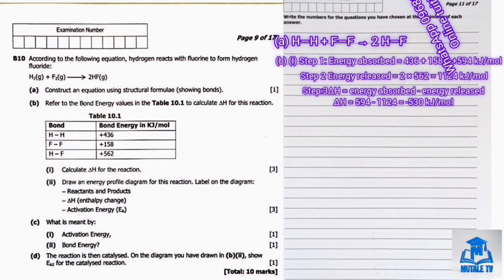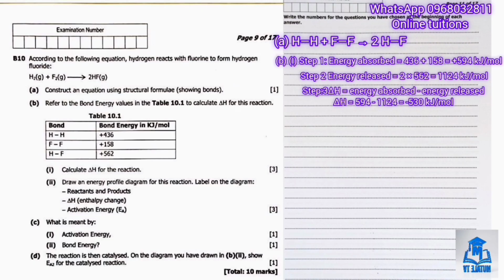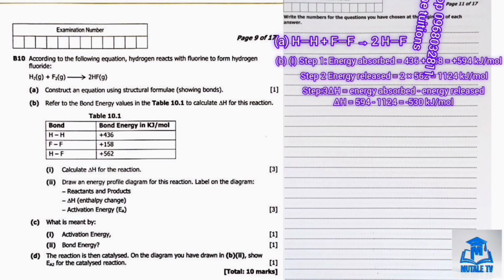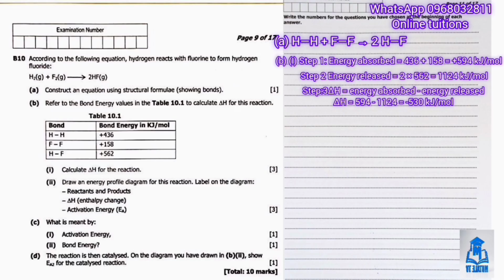Okay, meaning it releases what? Energy overall. Okay, moving on to question B2. So question B2 asks us to draw an energy profile diagram for the reaction, labeling the reactants and products, delta H and the activation energy as EA. Here's how to picture this diagram.